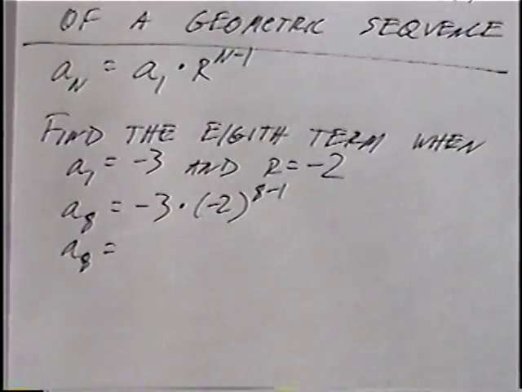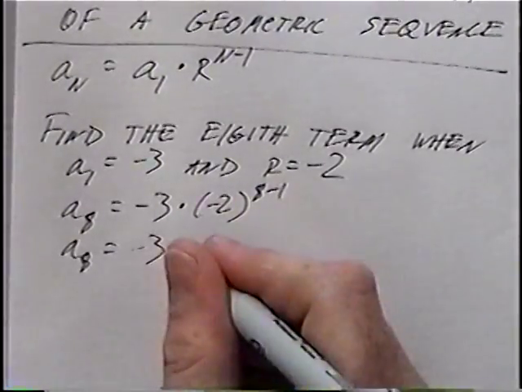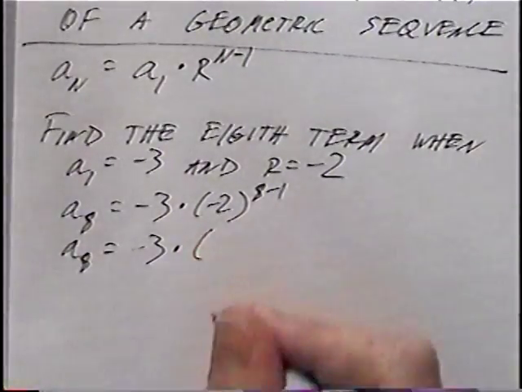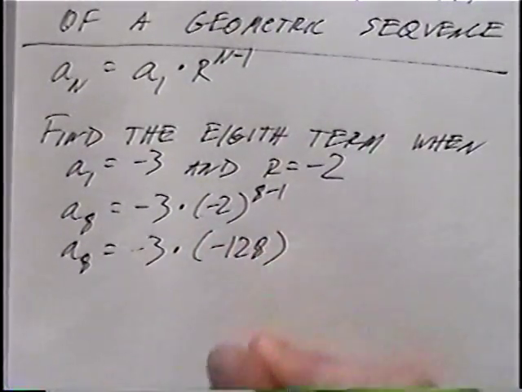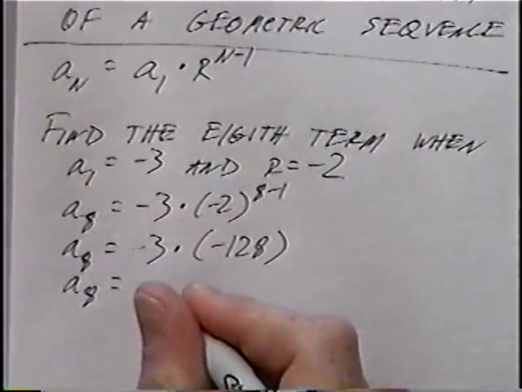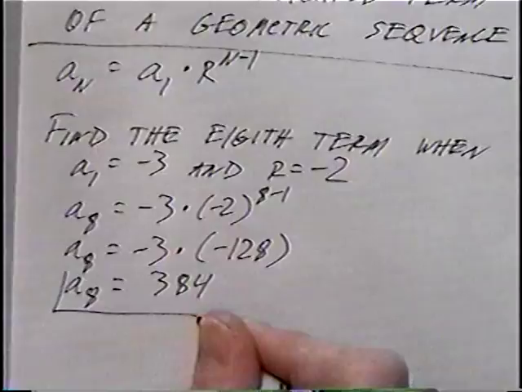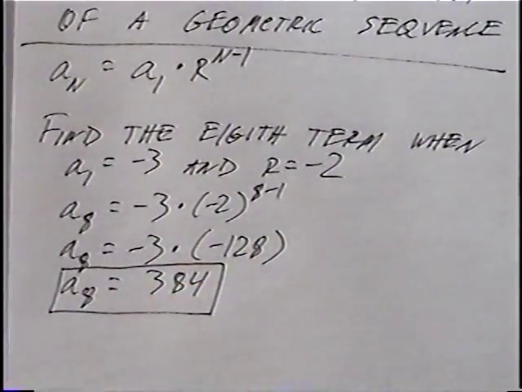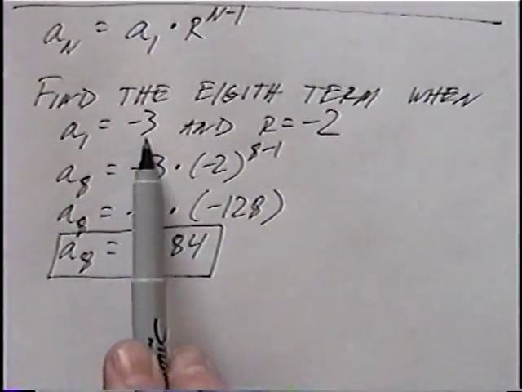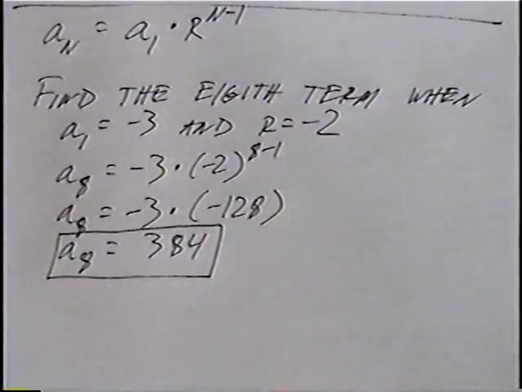So a sub 8, or the 8th term. Negative 3 would stay the same. We'll do exponents first before we multiply. 8 minus 1 would be 7, and negative 2 to the 7th power would be negative 128. Multiplying that out, negative 3 times negative 128, the 8th term comes out to 384. So again, what this means is you start at the first term, negative 3, and multiply by negative 2 each time. The 8th term would be 384.